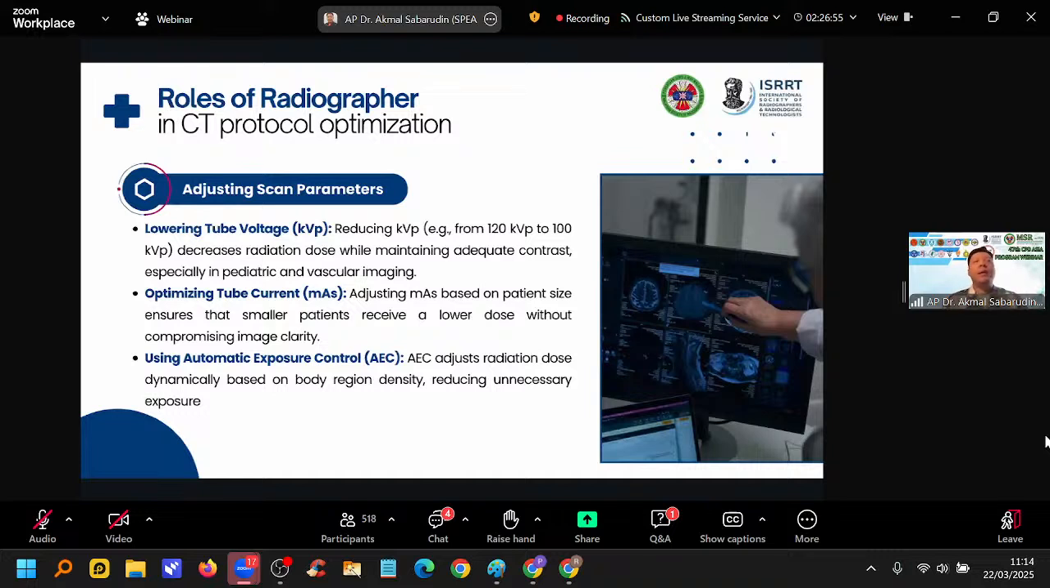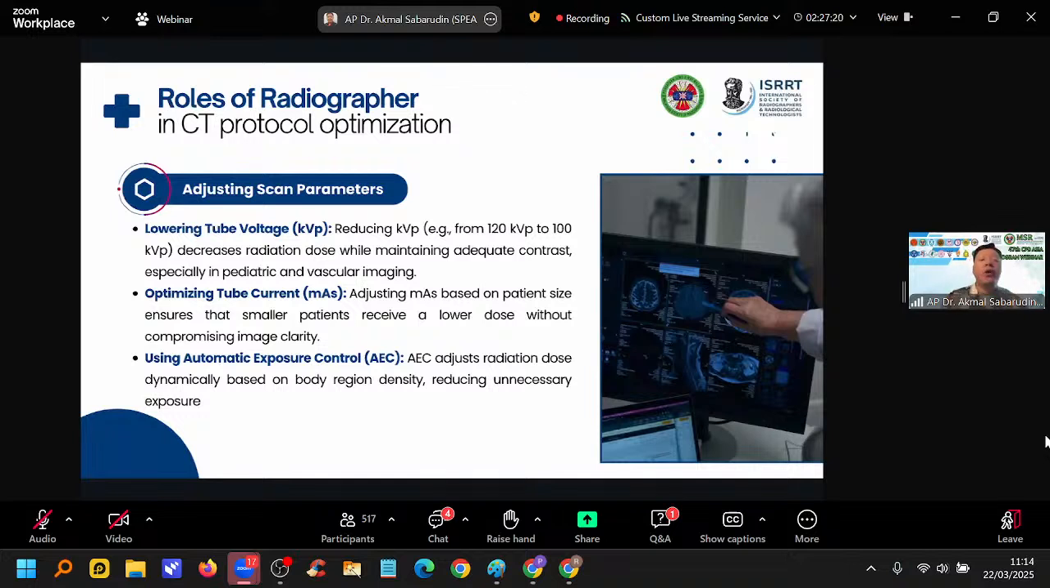So there are some hospitals that have a very strict guideline. They only use 80 kVp, and some say 100 will be the maximum. Okay, so that is very strict, because they want to show that the patients in their care are always receiving the best services with lower radiation.